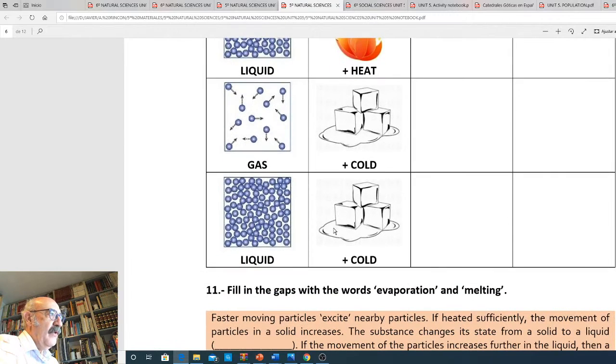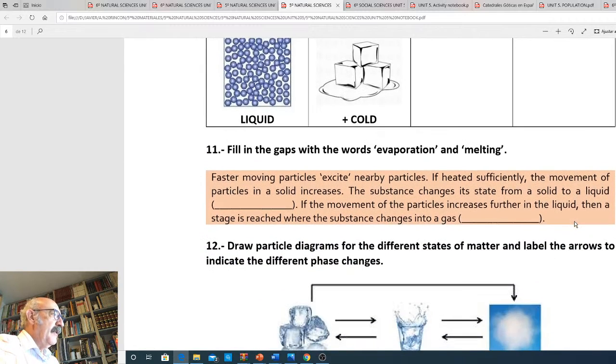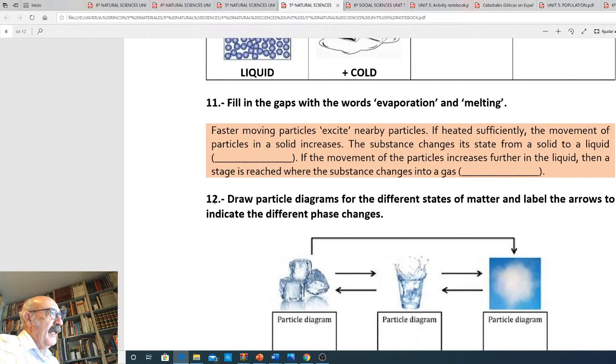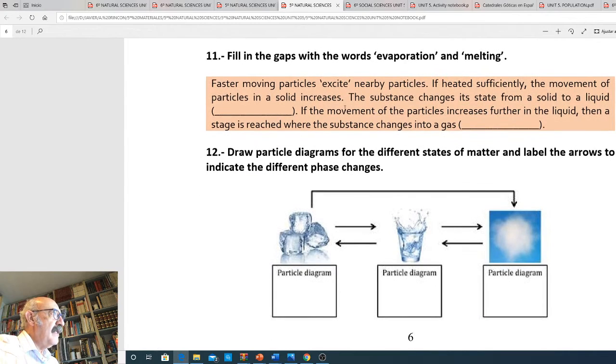And finally, you have a liquid, and you take off thermal energy. You can turn this liquid into a solid. Very good. An example is when you put some water in a freezer and finally you have ice there. Very good. Number 11 and number 12, these are the exercises you have to do today, and these are very easy.